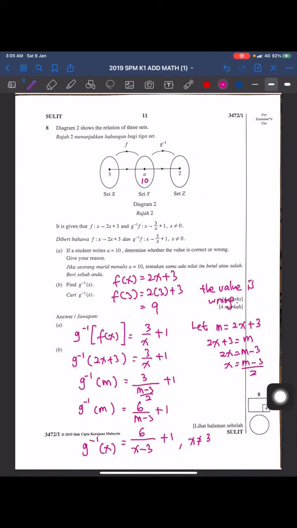So, settle number 8. Kadang-kadang ada yang tanya, Sir, macam mana Sir tahu x tak boleh sama dengan 3? Mudah sahaja. Kita tengok bawah ni. Okay, kita tahu kalau ada fraction, yang bawah ni tak boleh sama dengan kosong kan. So kita cuba buat kat tepi ni. Contoh, x minus 3 cannot equal to 0. So x cannot equal to 3. Macam itu sahaja.